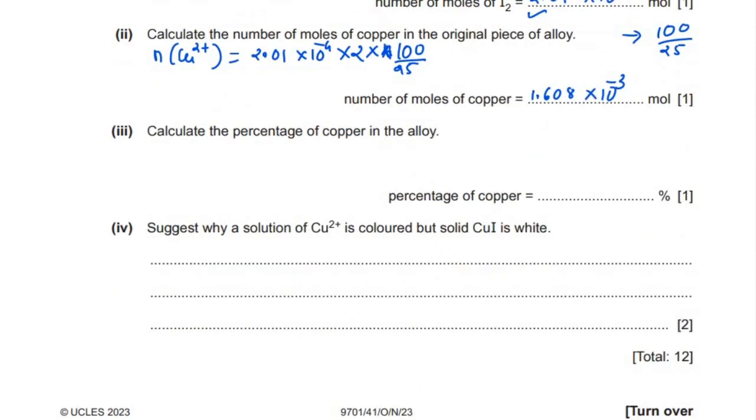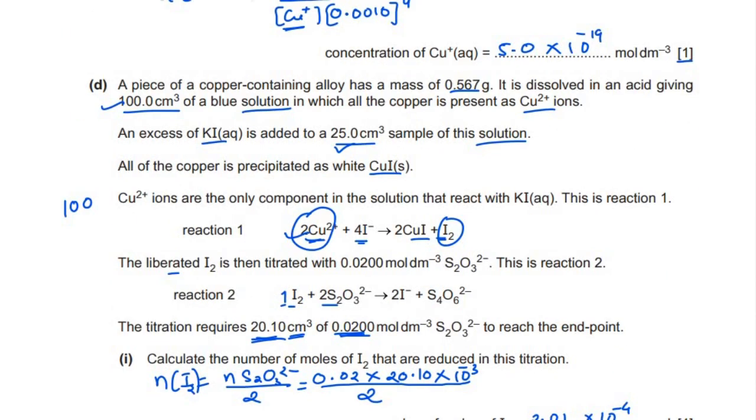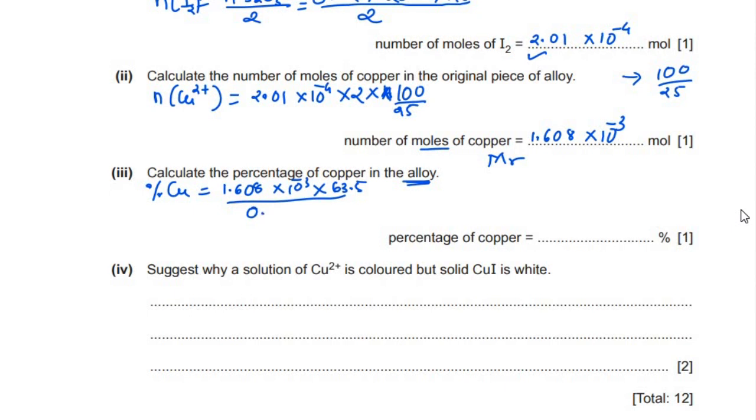Now calculate the percentage of copper in the alloy. To calculate the percentage of copper, first we need to multiply the moles with the molecular mass of copper. If you have a look at the molecular mass of copper in the periodic table, that is 63.5. So the moles of copper, that is 1.608 × 10^-3 moles, into molecular mass, that is 63.5. Now divide by the total mass of the alloy. What is the total mass of the alloy? 0.567, that is the total mass of the alloy.